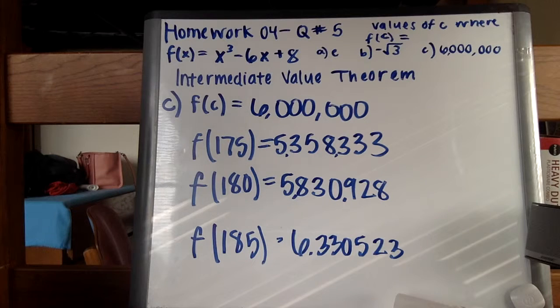But if we go in between the range of f of 180, which is 5,800,000 and some change, and f of 185, which is over 6 million, we know that there is a c value where f of c equals 6 million because it's a continuous function.